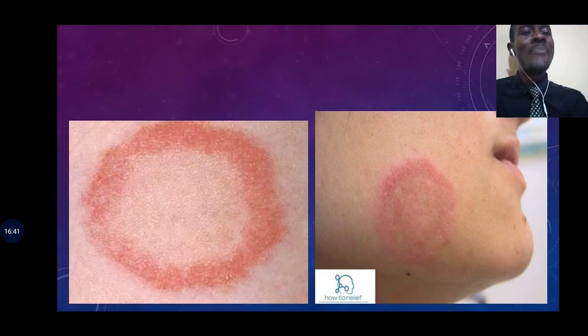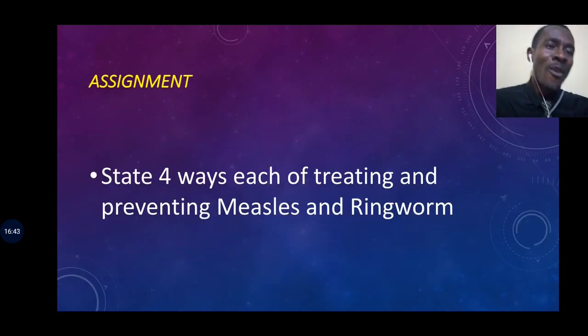My dear students, because of time, we are going to halt it a little bit here. Take your assignment, which states that you must mention 4 ways each of treating and preventing measles and ringworm diseases. They are all communicable. Just state 4 ways of treating and preventing measles and ringworm diseases.